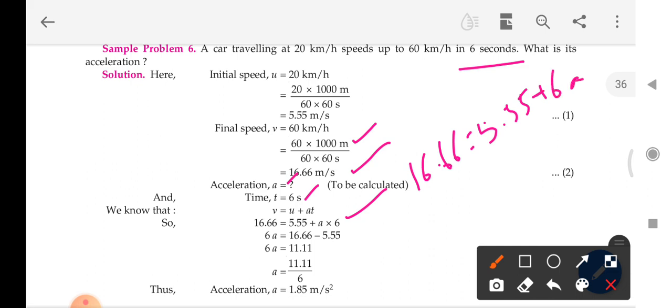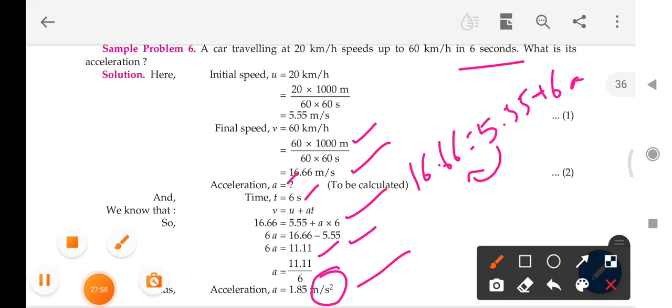So when the 5.55 is transposed to the left hand side, 16.66 minus 5.55 equal to 6a. So 6a equal to, when we subtract 16.66 minus 5.55, we get 11.11. So a equal to 11.11 by 6. So the acceleration value is a equal to 1.85 meter per second square. The unit of acceleration is meter per second square.